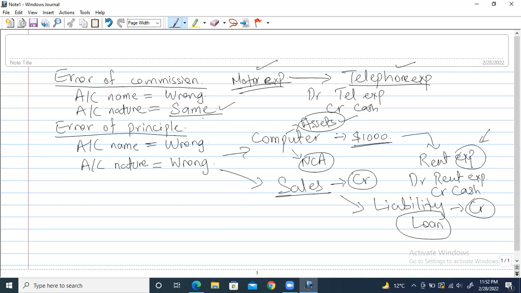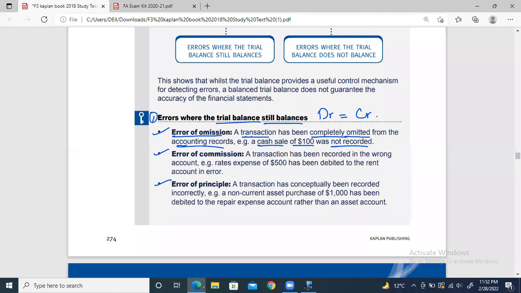Okay, so for error of commission and principle, you can remember it easily by these two words over here. It's very easy to understand by this. Okay, now let's move further. You can see it's exactly the same thing written over here.